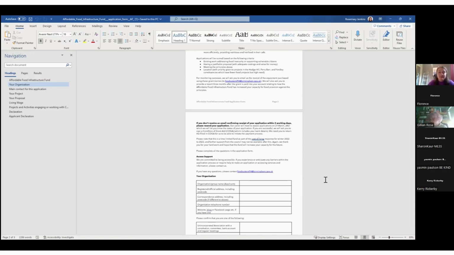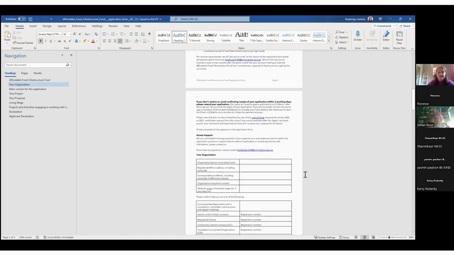And so for this one, we know that there are fewer projects in certain areas of really high need, particularly the Hodge Hill, Perry Bar and Yardley constituencies in Birmingham. So projects in those areas will score slightly higher, but if you're not in that area, do still apply. There are plenty of places. I want to be really clear that we're not only accepting applications from those areas, please apply wherever you are in Birmingham. We want to receive your application, but we recognise there are some areas where there is particularly a low provision and a high need. So we do want to help them in that.